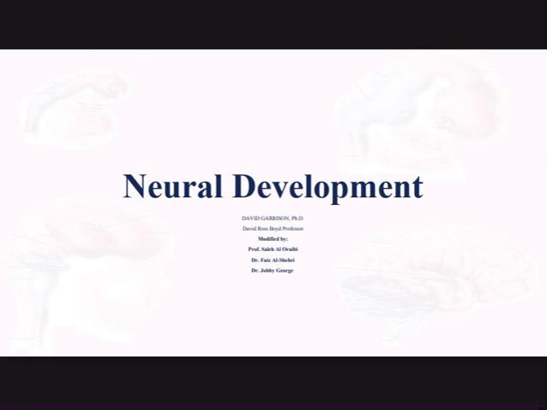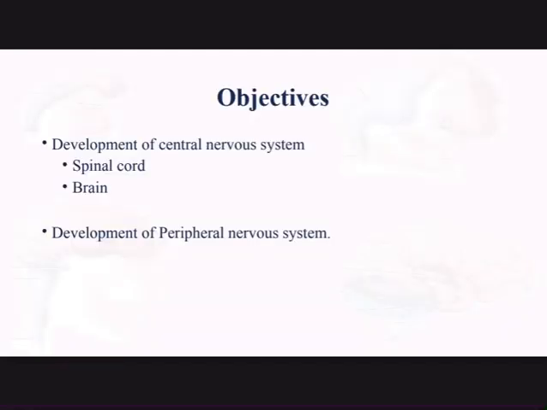So we're going to talk now about how what we just discussed becomes formed into our brain, spinal cord, and peripheral nervous system. Let's get started and talk about how the development of our central nervous system, especially the spinal cord and the brain, and the development of the peripheral nervous system occur.